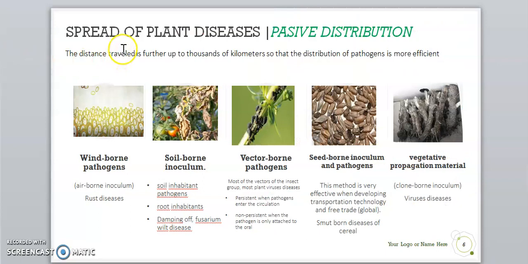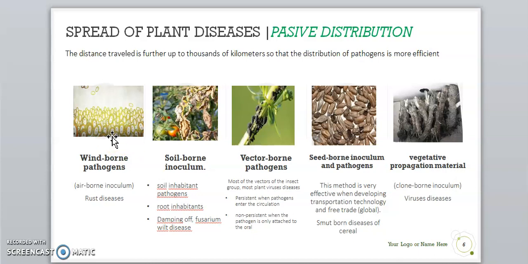And this is the spread of plant disease: passive distribution. The distance traveled can be up to 1,000 kilometers, so the distribution of the pathogen is more efficient. Okay, like wind-borne pathogens, usually airborne pathogens.